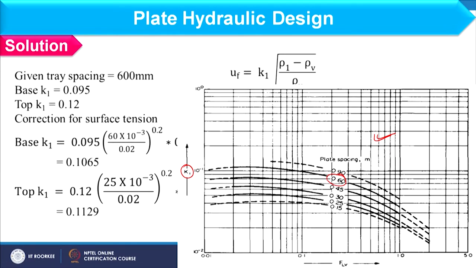Okay. Now, if you see the FLV value at the top of the column, that should be 0.03, right, which we have just calculated. So, here we must have the 0.03 value, and if we consider this, we can find out the K1 value corresponding to 0.6 spacing as this. Okay. So, the value you can obtain as 0.12 at the top, and similarly you can see the value of K1 at the bottom. Okay.